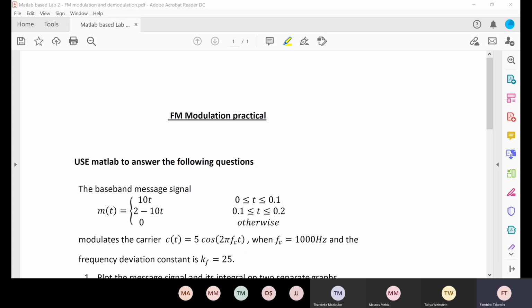Now, I urge you guys to ensure that you do your labs properly, because that's a very easy way of scoring good marks. And also pay attention to the MCQ, because it's another way of scoring marks.